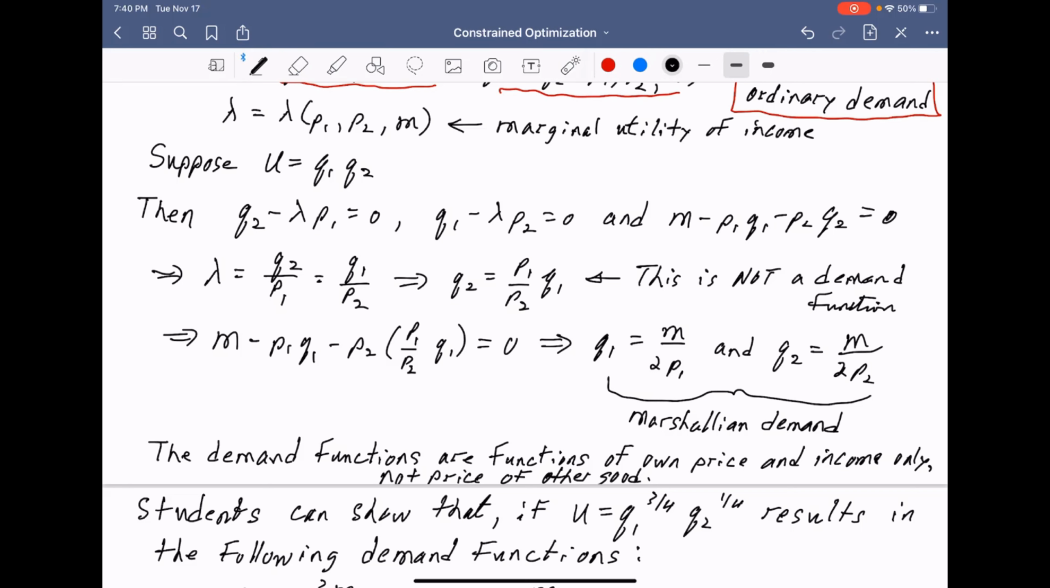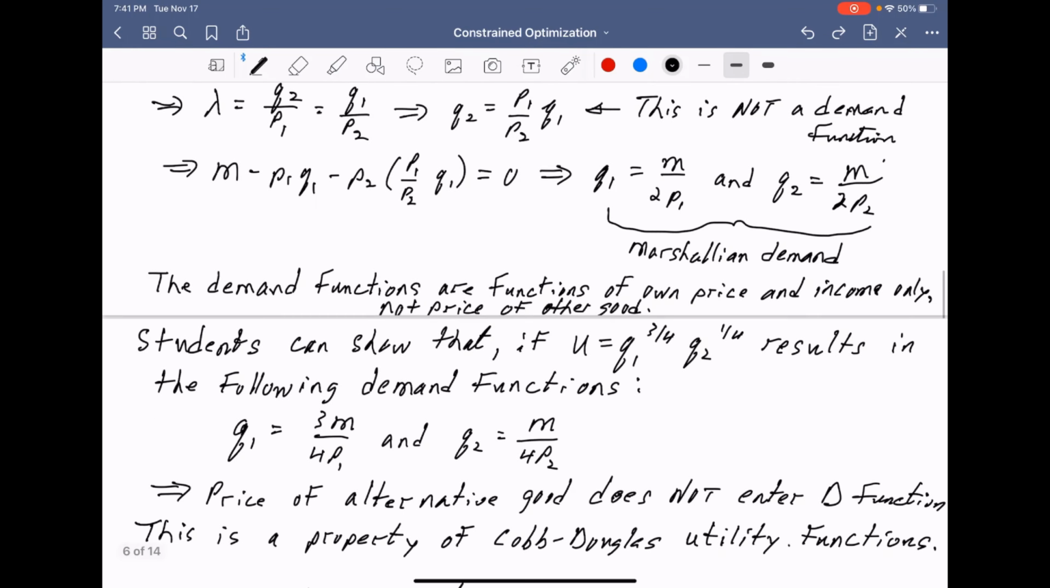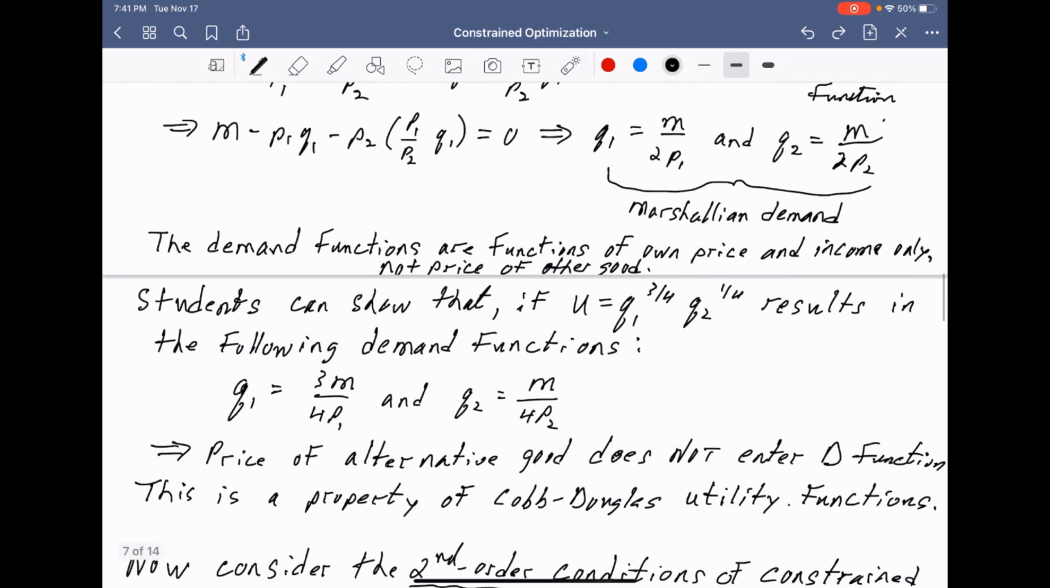M over 2P2. So what I was saying is that notice that here we have M over 2P2 and M over 2P1. The demand functions are functions only of its own price and income, not the price of the other good. So the price of the other good has no impact, so there's no complementarity or substitution there.